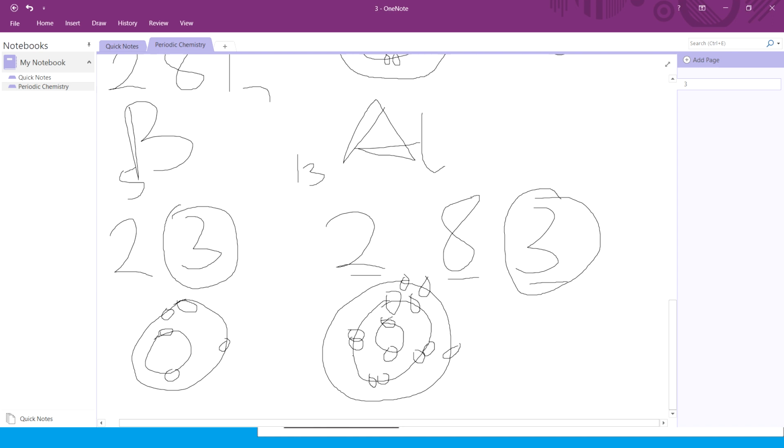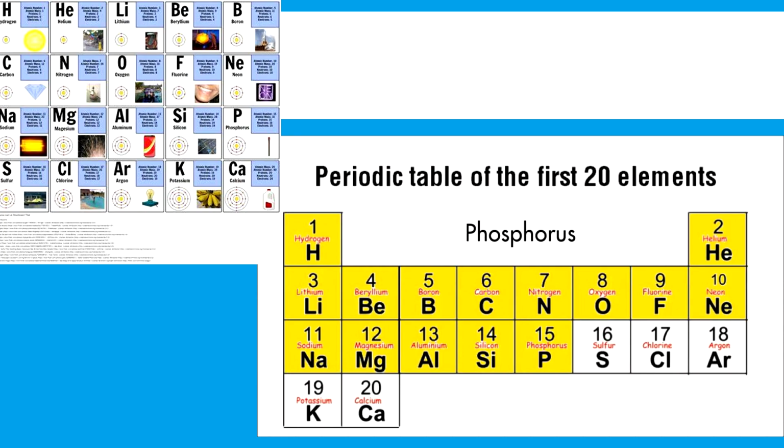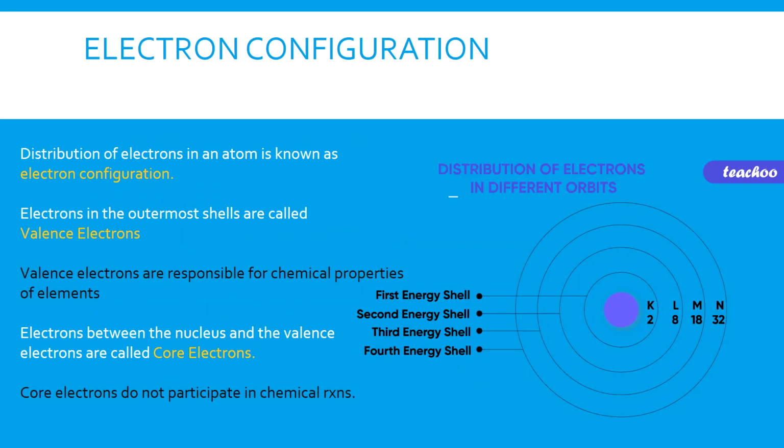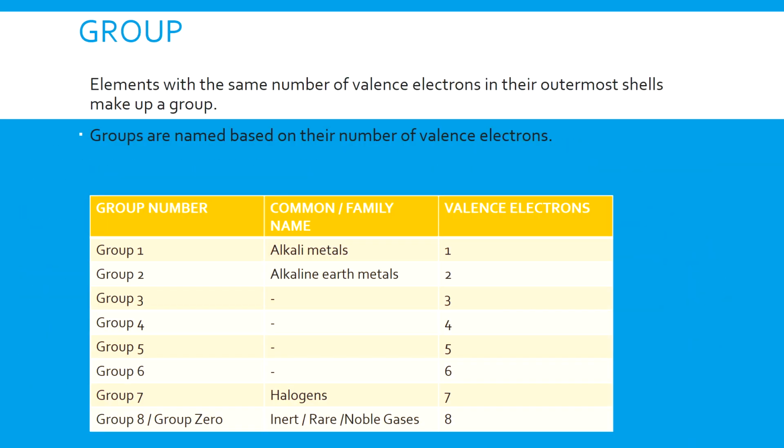So it means that aluminium and boron, though they have different numbers of shells, aluminium has 3 shells and boron has only 2 shells, still have the same number of electrons in their valence shell, and so they are all group 3 elements. We say that elements that have the same number of electrons in their outermost shell make up a group, and you know the family names of the various groups.